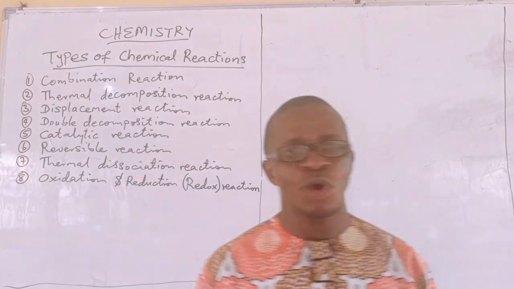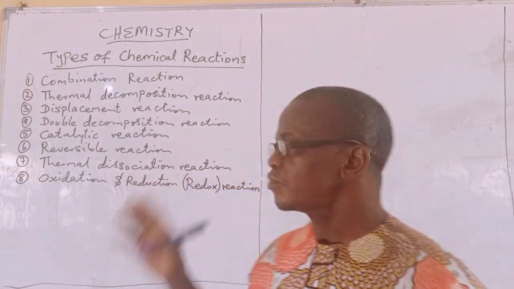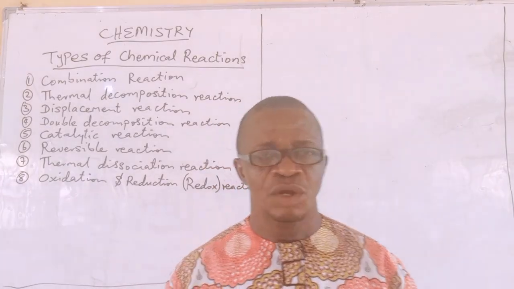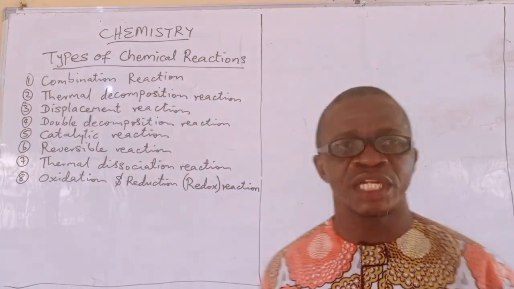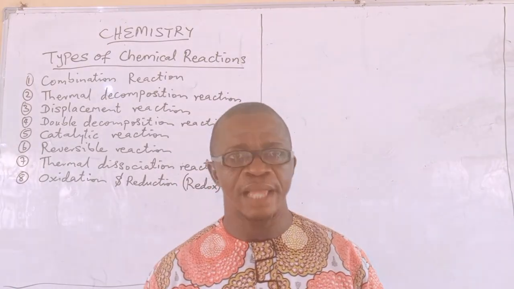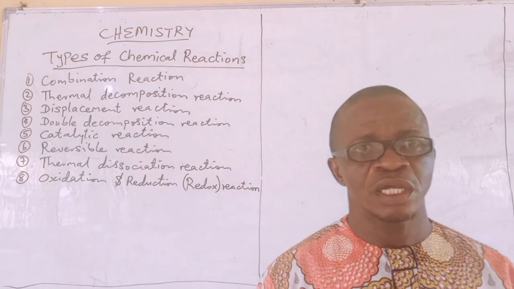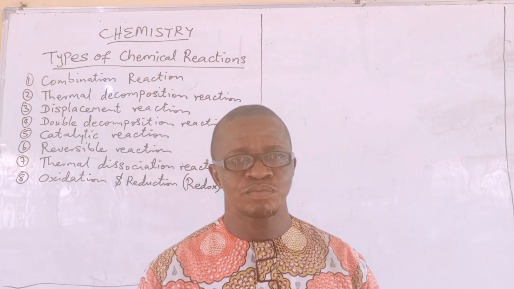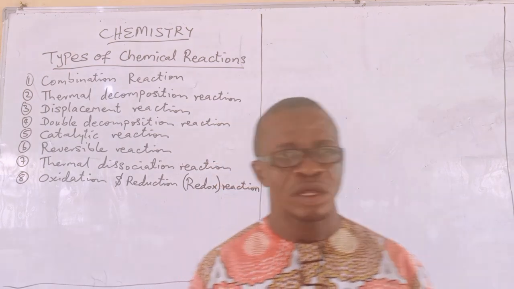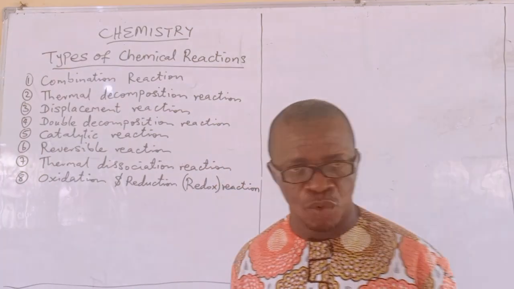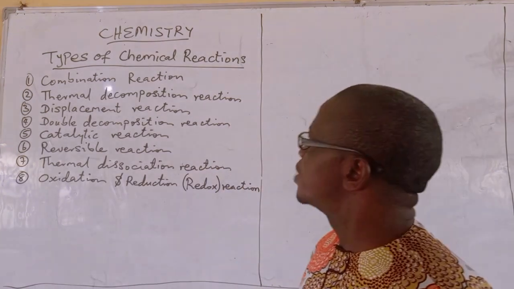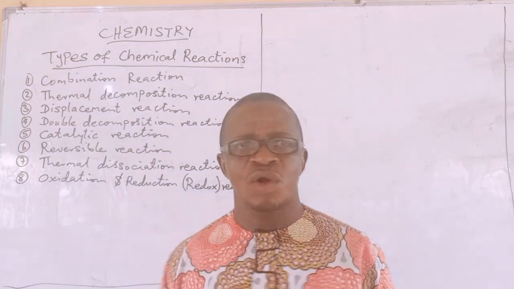Now we will take them one by one. When we take the first one, combination reaction, we will analyze what combination is all about. We'll go to the next one, take it, and then tell you exactly what it's all about. Number 3, the same. Number 4, till we get to the last. So focus your attention and then pick your point. Now, let's take the first one, combination reaction.